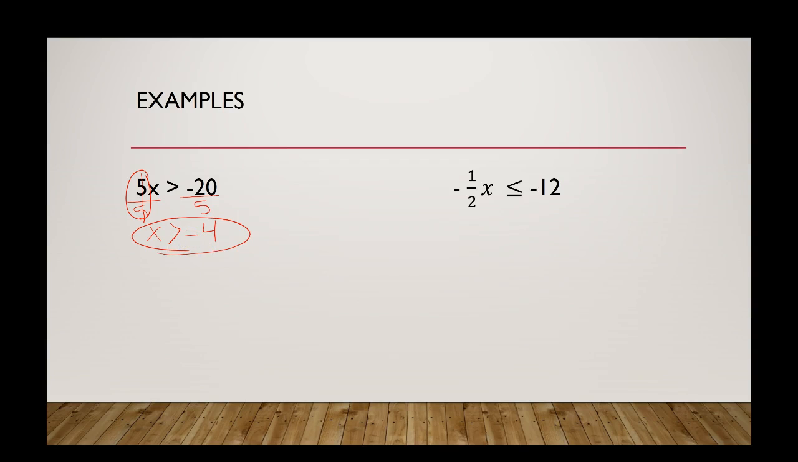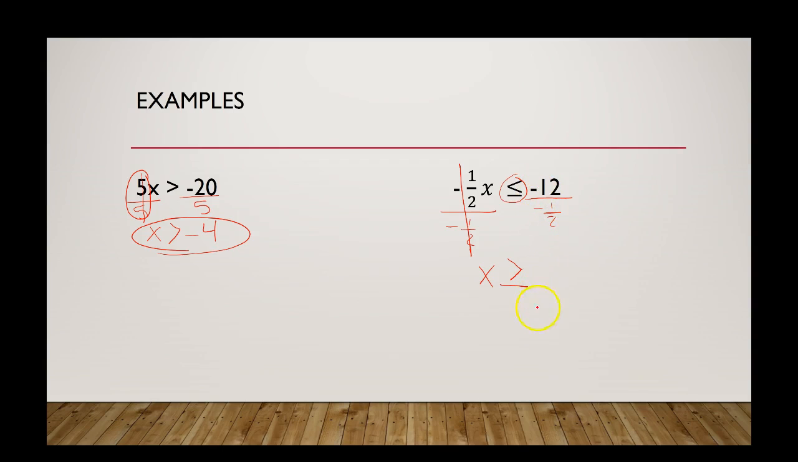Take note of this next one. I have -1/2 x is less than or equal to -12. I want to divide by this coefficient because multiplication and division are opposites, so that cancels. But because that coefficient is negative, I now have to take this inequality and flip it. Notice I didn't change the fact that it had an or equal to sign underneath it. I just flipped the direction. And then divide this side by -1/2 as well.